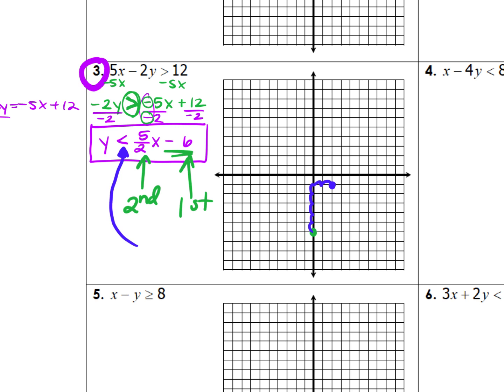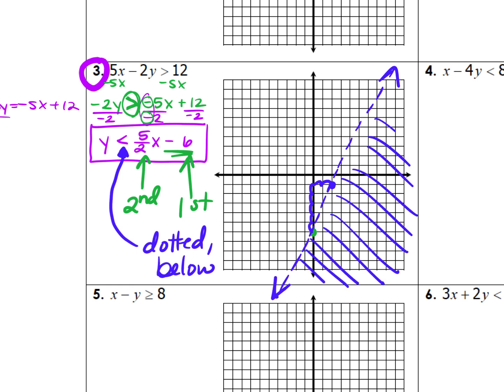Less than is solid or dotted? Dotted, because it doesn't have the equal to. And do we go above or below? Y is less than. Above or below? Below. Okay, so you want a dotted line and make it the whole length of your graph. Oh, mine is not very straight. You're welcome to use a straight edge if you're doing it on paper. So there's your line, and we shade below. So it looks like that.